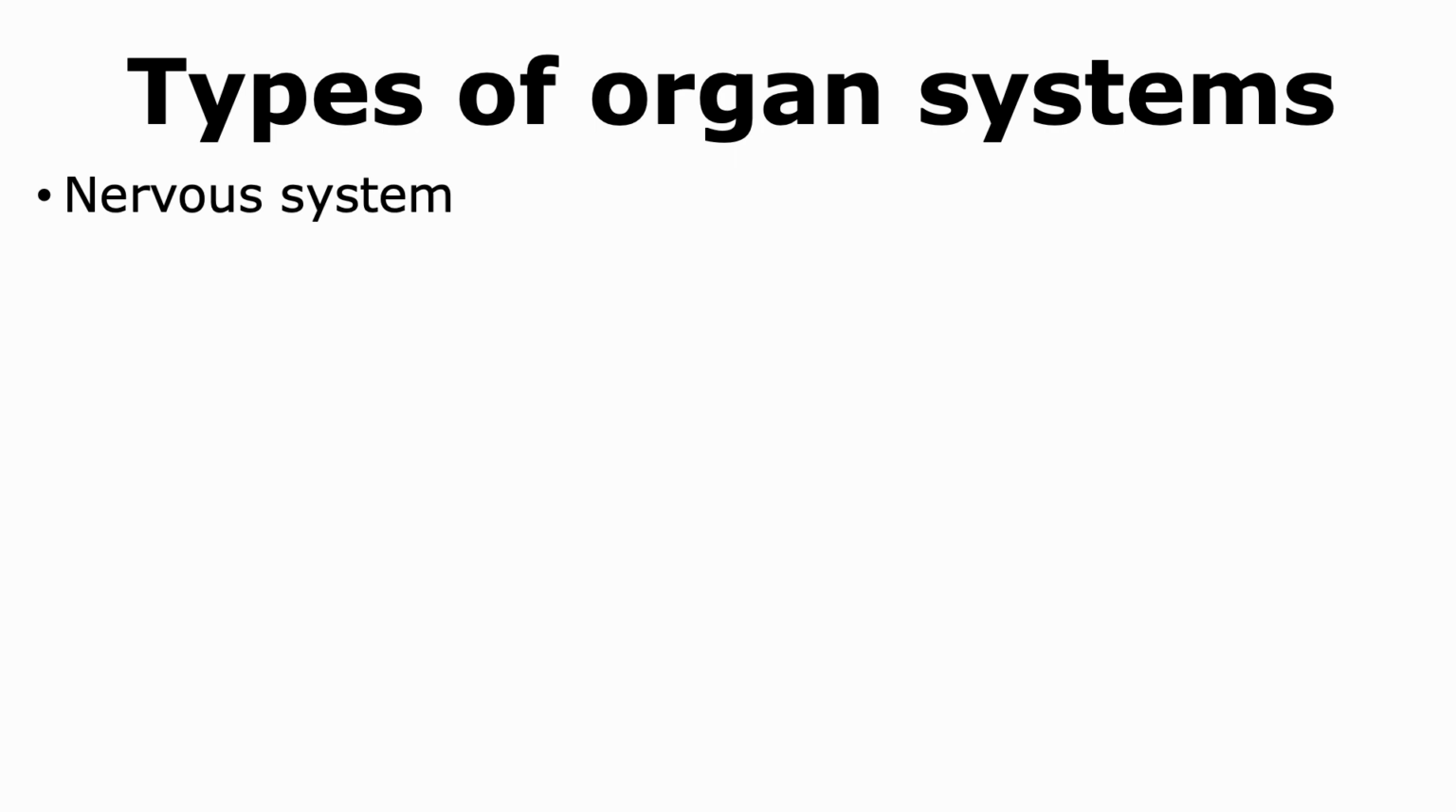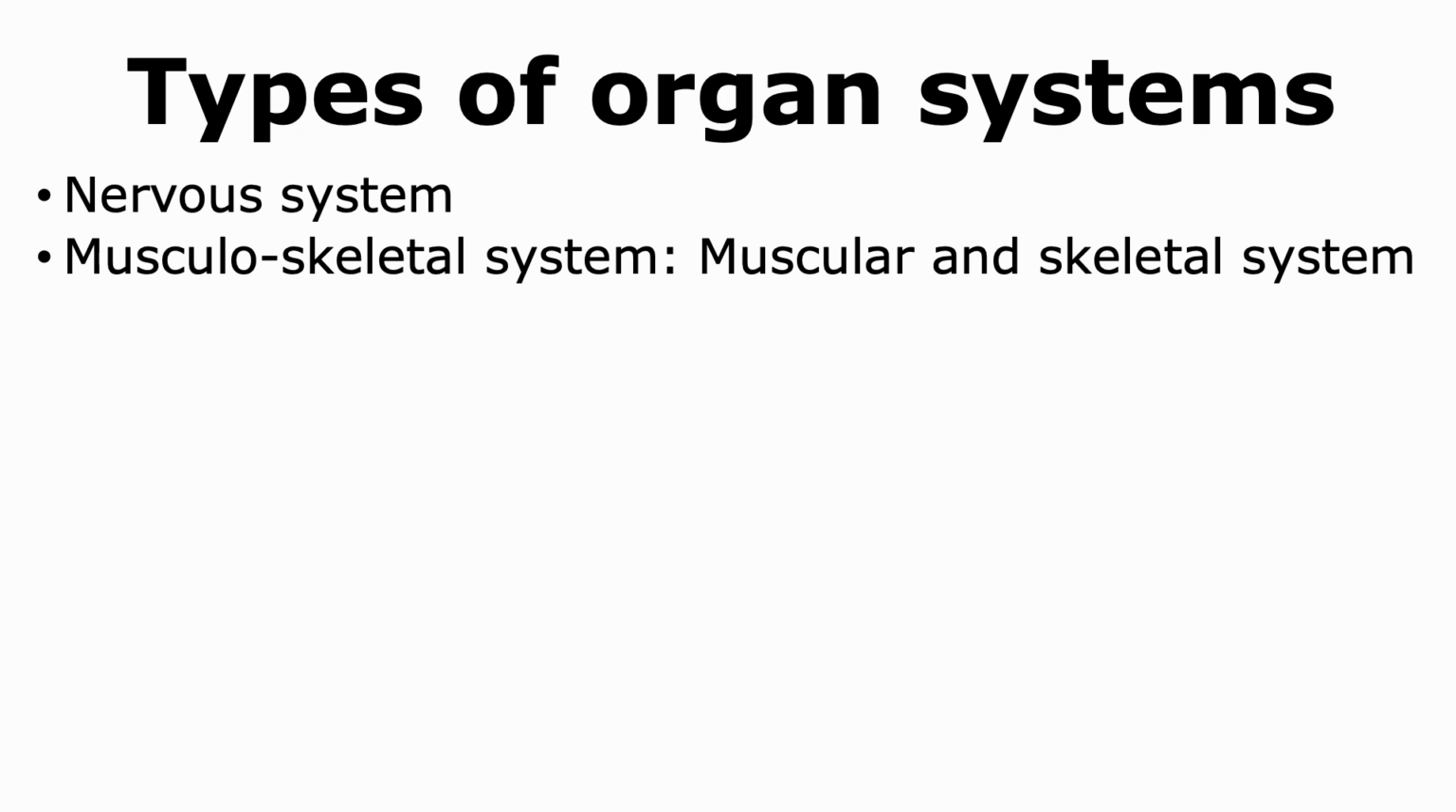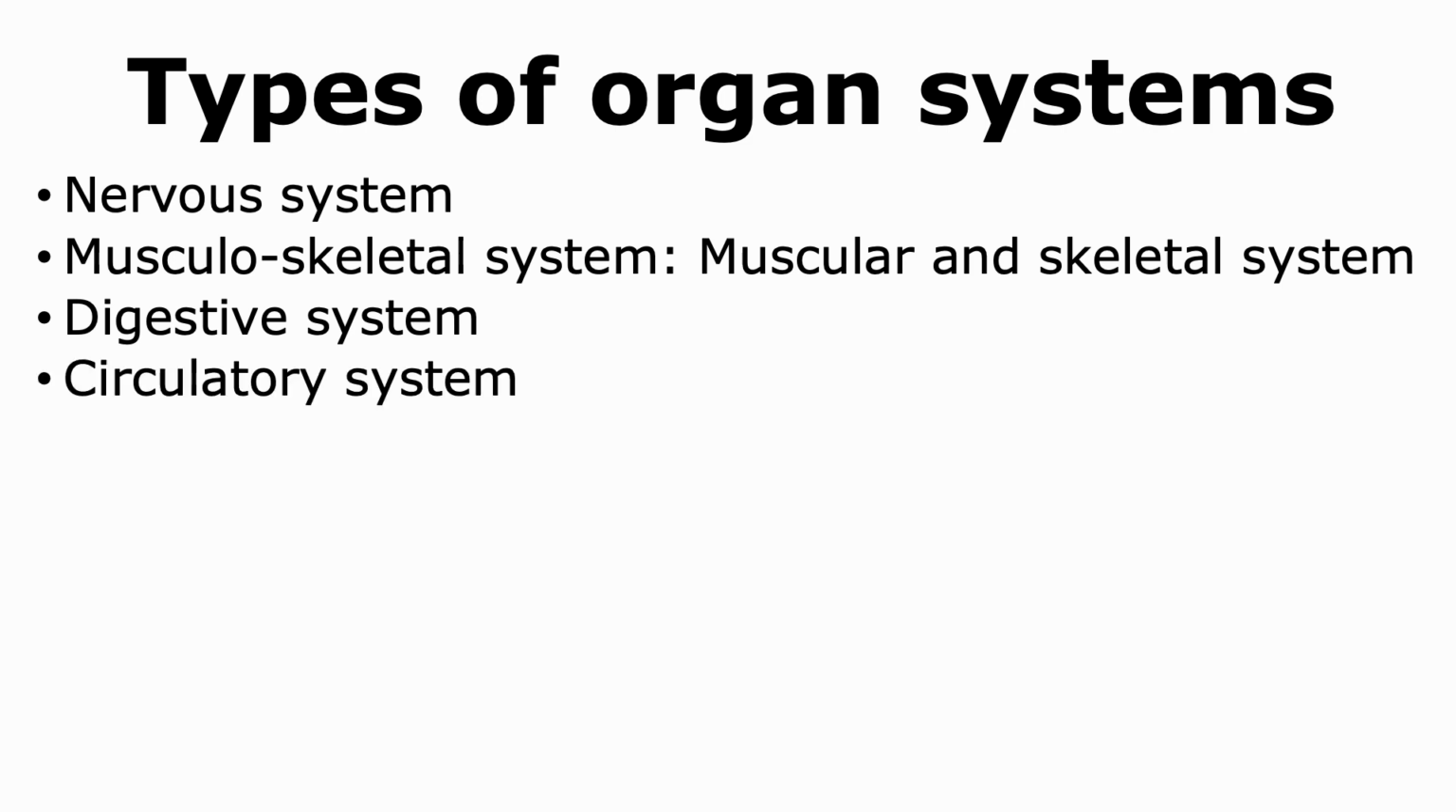Some of them include the nervous system, which allows the animals to perceive their environment and respond to it appropriately. The musculoskeletal system, which is a combination of the muscular and the skeletal system that can allow many animals to move. The digestive system, which allows animals to obtain nutrients from food. The circulatory system, that allows animals to transport nutrients and gases to different parts of the body.